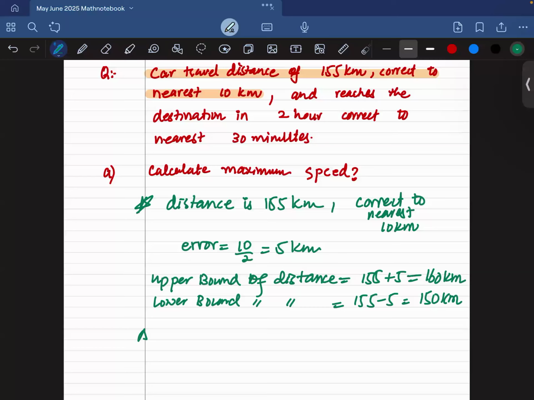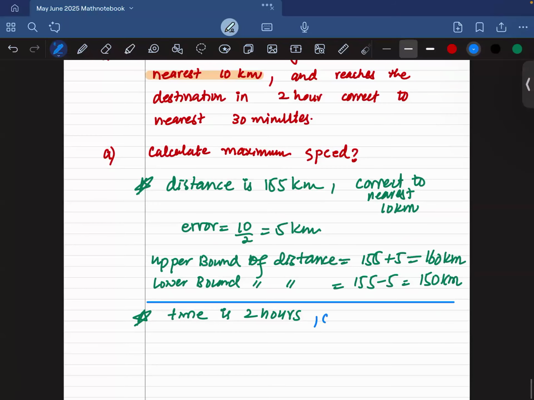अब स्टार्ट करते हैं टाइम के लिए. And reaches the destination in 2 hours. तो बेटा टाइम is 2 hours और टाइम के साथ लिखा हुआ है, यहाँ पे मैं ब्लू लाइन लगा देता हूँ ताकि यहाँ पे समझ आए कि थोड़ी वर्किंग खत्म हो गई है. टाइम is 2 hours, correct to nearest 30 minutes.